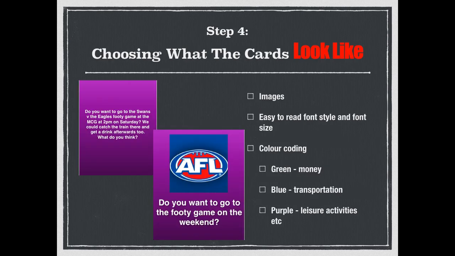Next, you need to decide how to visually present the cards in a way that works best for Ron. To make the cards clear, you should consider using images and a font size and style that is easy to read. You may wish to consider colour coding the cards as well. For example, green cards for money, blue for transportation, etc. This would add an extra level of ease for Ron in finding the cards that he needs at any time.